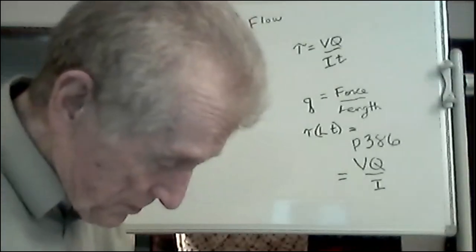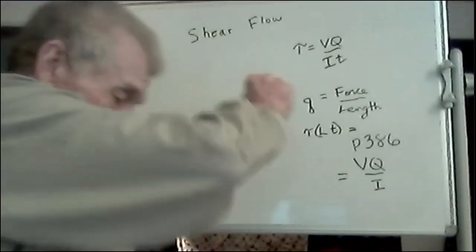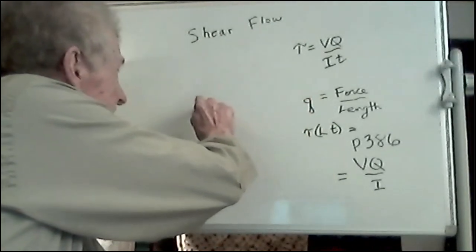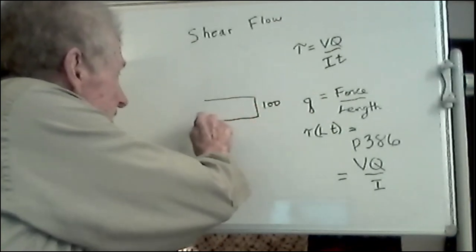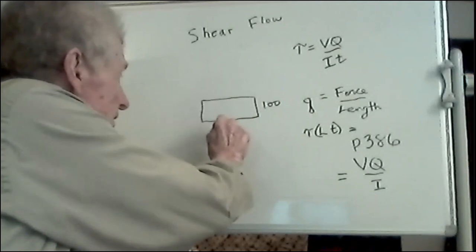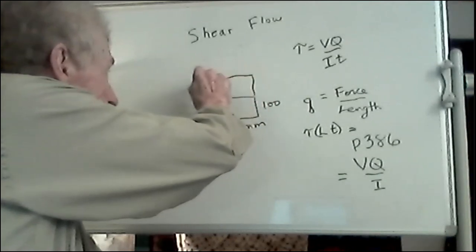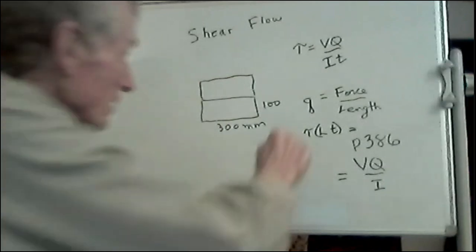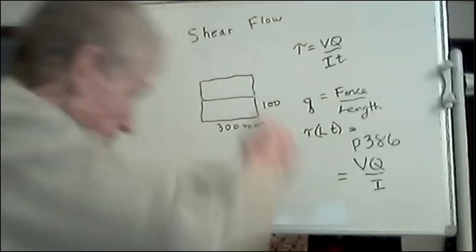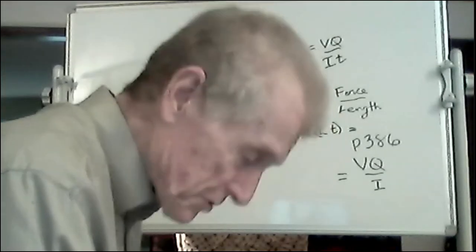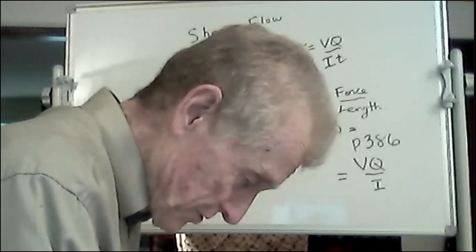What they got there is two boards. And actually, they're 300 by 100 millimeters. So let me draw that. They're 100 by 300 millimeters, and there's two of them. And they're going to put bolts on them. Each bolt has a shear strength of 15 kilonewtons.